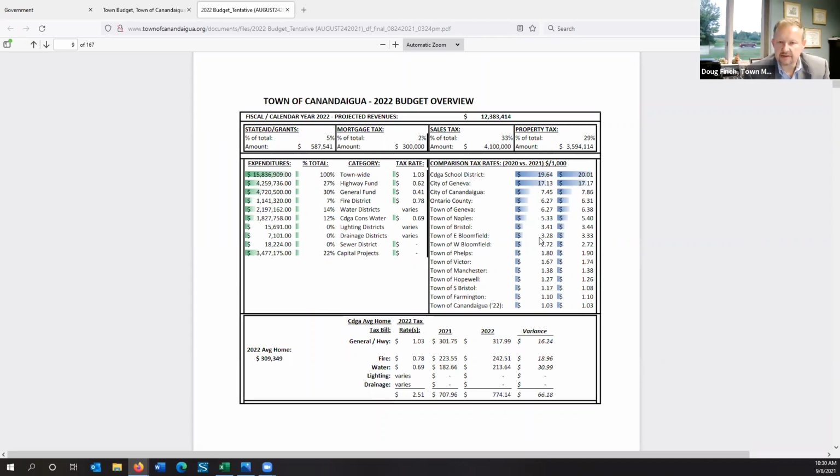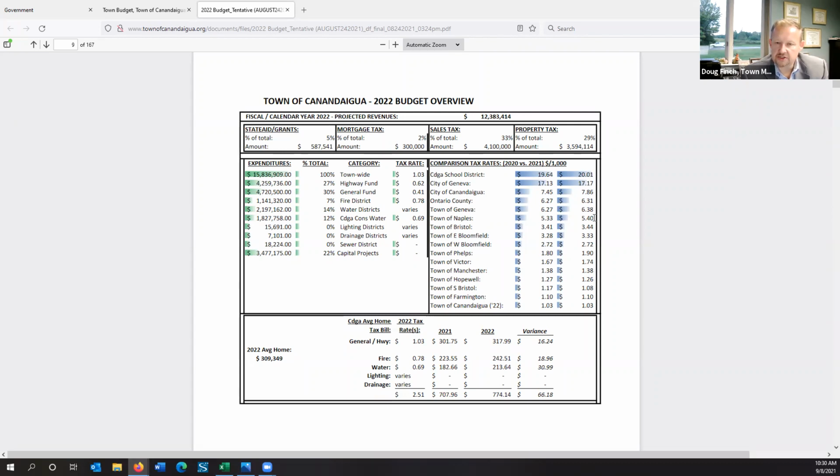On the right-hand side of this chart, this gives you a comparison on what's been going on with property tax rates. This is the rate per thousand. You can see the 2020 and 2021 tax rates here. The Canandaigua School District, we'll just go with the 21 rates here, at $20.01 per thousand. You've got the City of Geneva, City of Canandaigua at $7.86 per thousand. Ontario County, there's the 631 I showed you earlier.